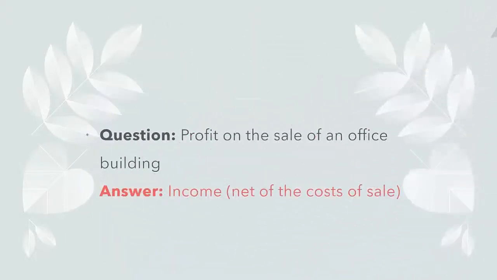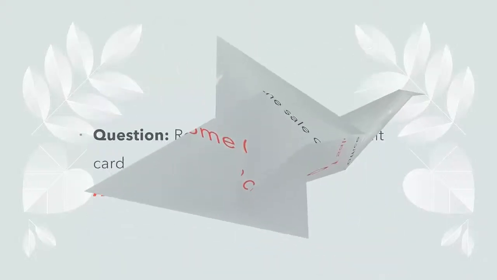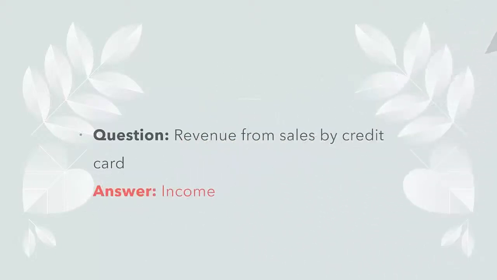E. Profit on the sale of an office building. Income. Explanation: why? When the business sells an office building for more than its current book value, the excess amount, the profit, is treated as income. This profit is recorded in the profit or loss statement as it contributes to the business's overall revenue for that year. F. Revenue from sales by credit card. Income. Why? Revenue earned from selling goods or services, whether paid in cash or via credit card, is classified as income. This is money earned by the business during the current accounting period, and it directly contributes to the profit calculation.